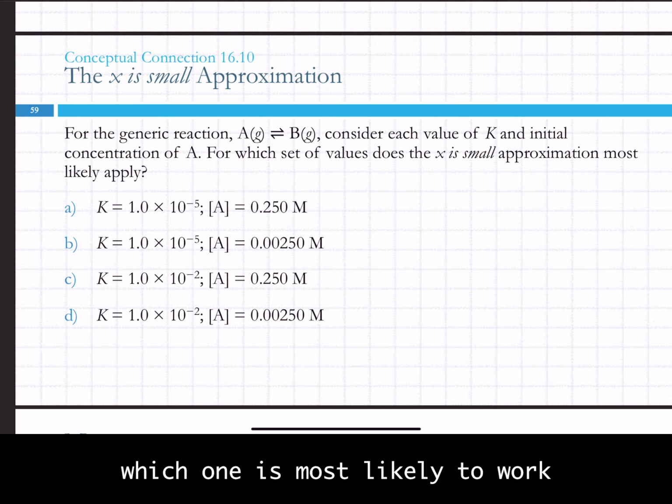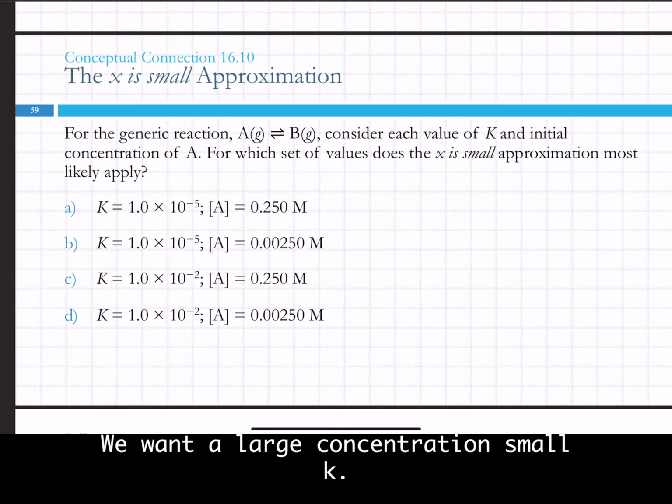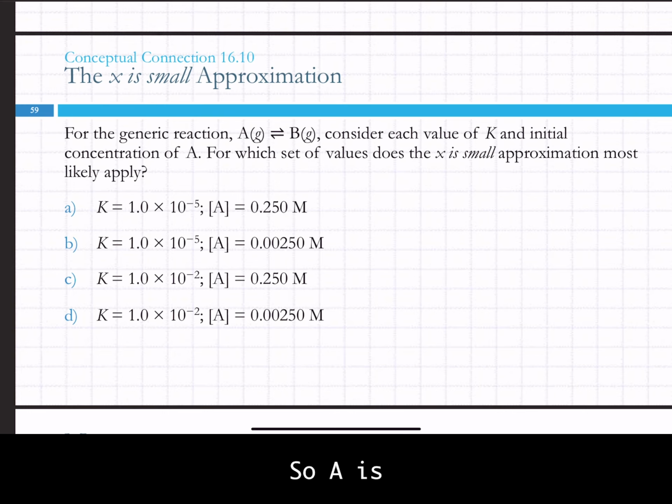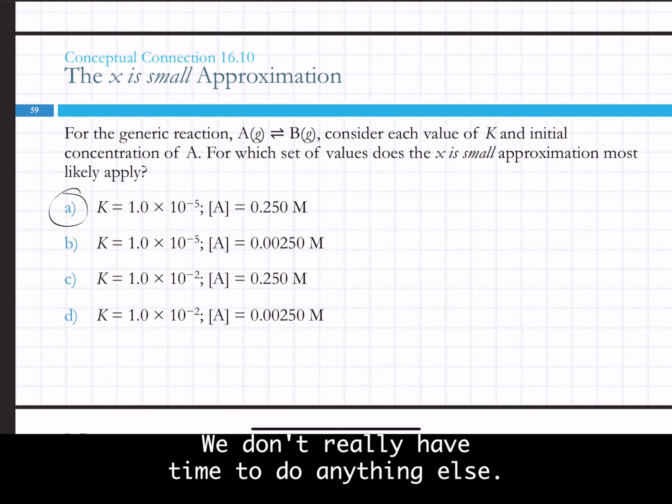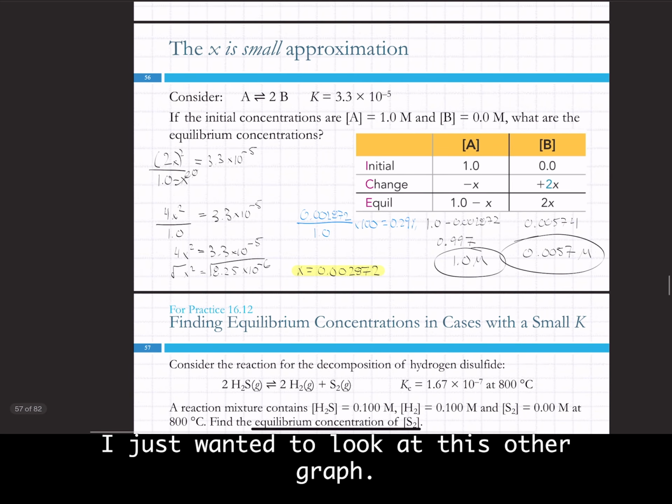For this reaction, which one is most likely to work for the small x approximation? We want a large concentration and small K. So A is most likely to work. We don't really have time to do anything else unless we wanted to look at this other graph. It's not really ready.